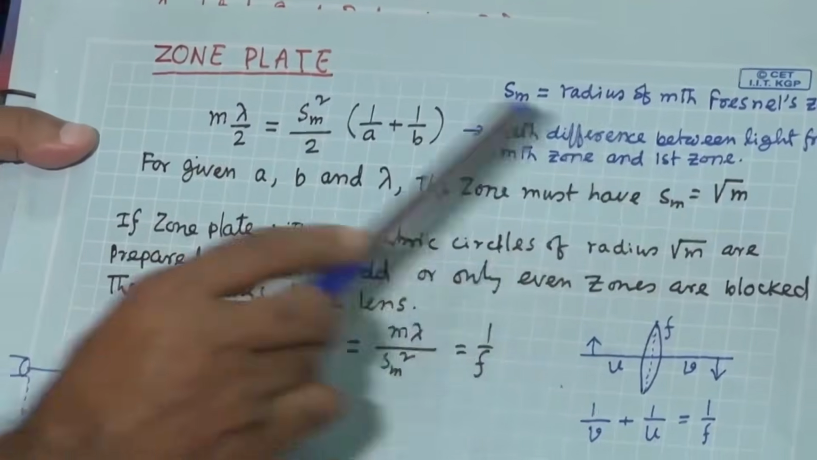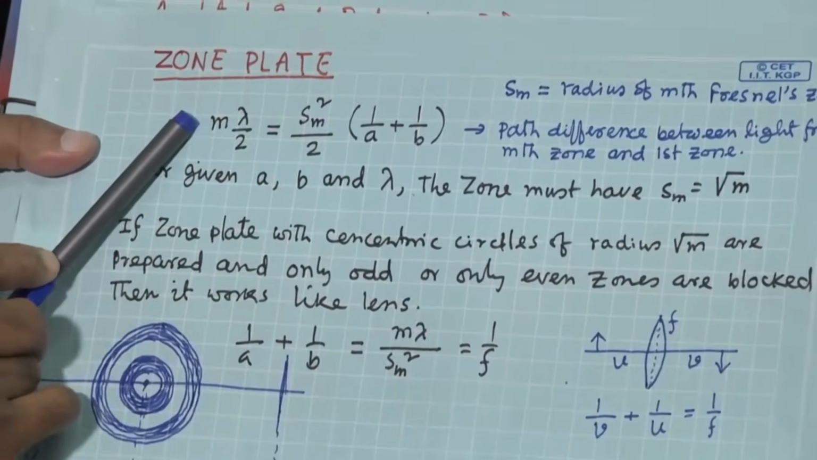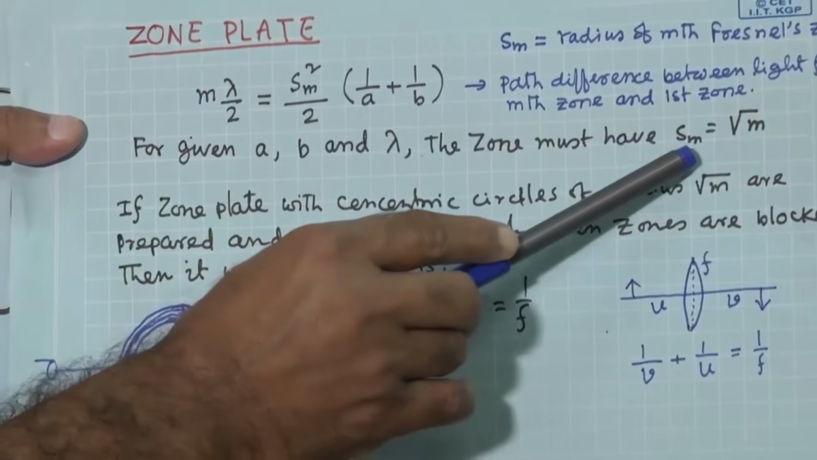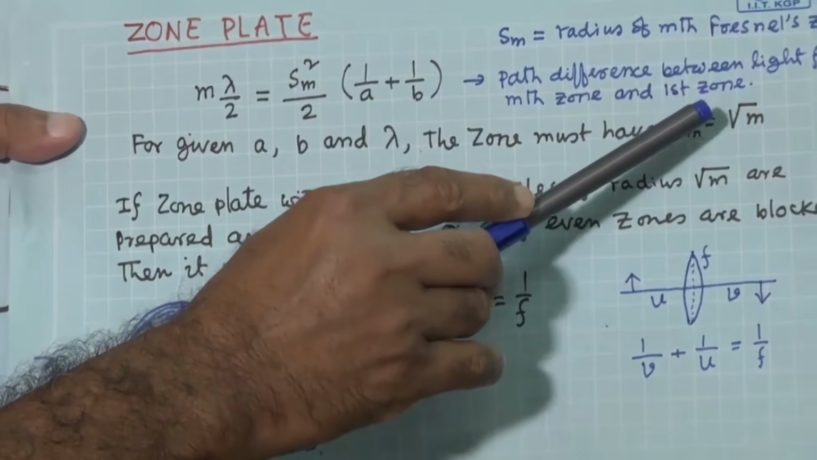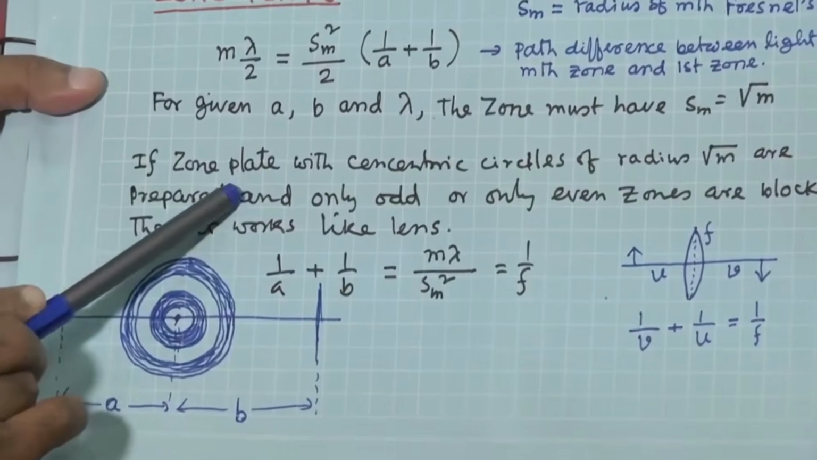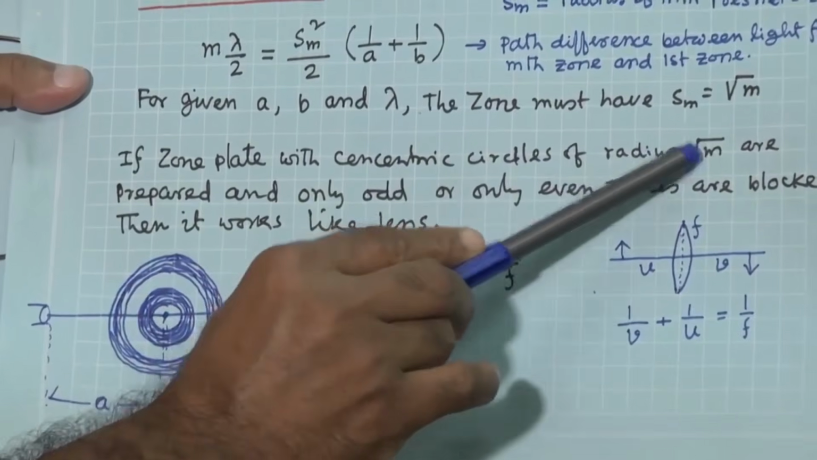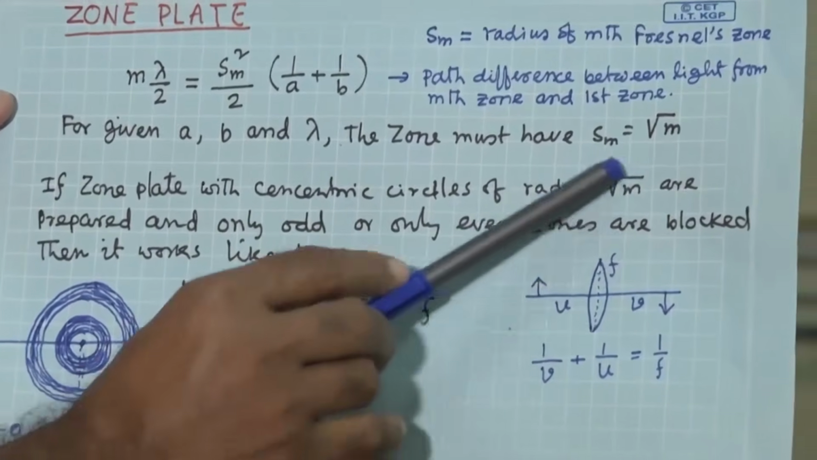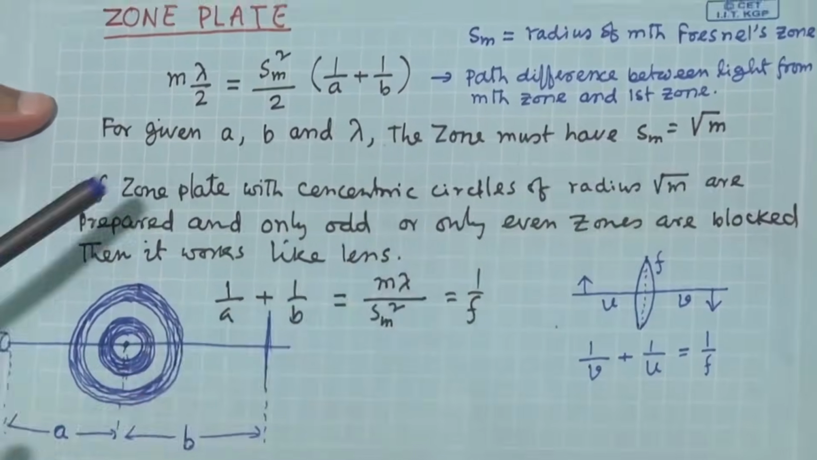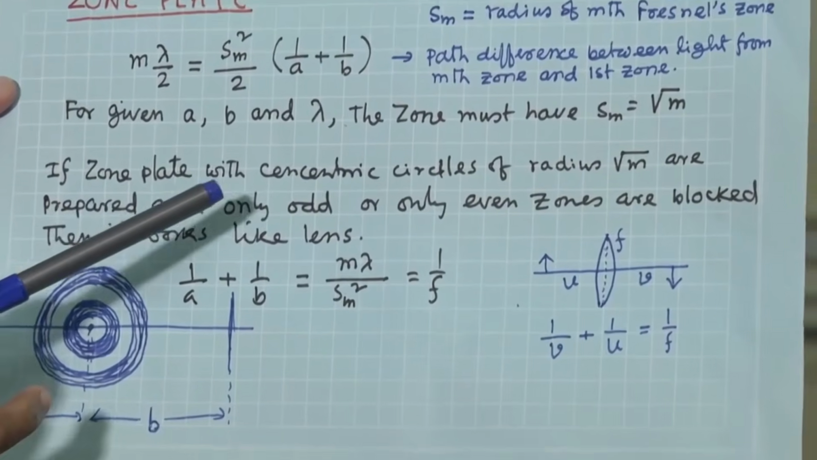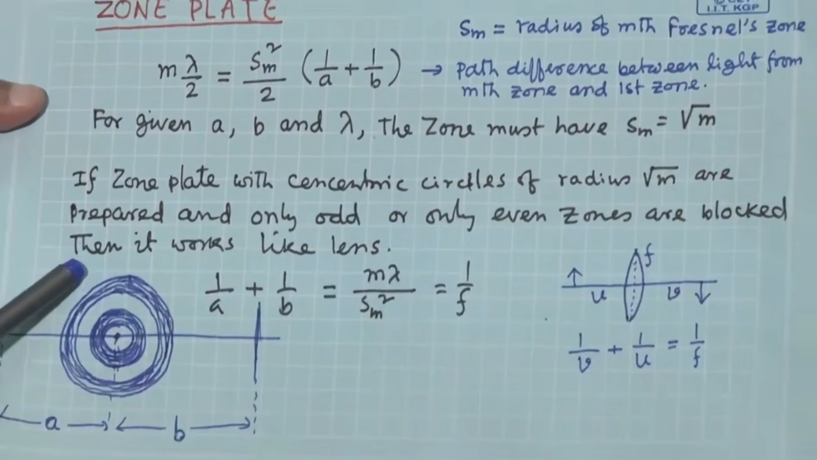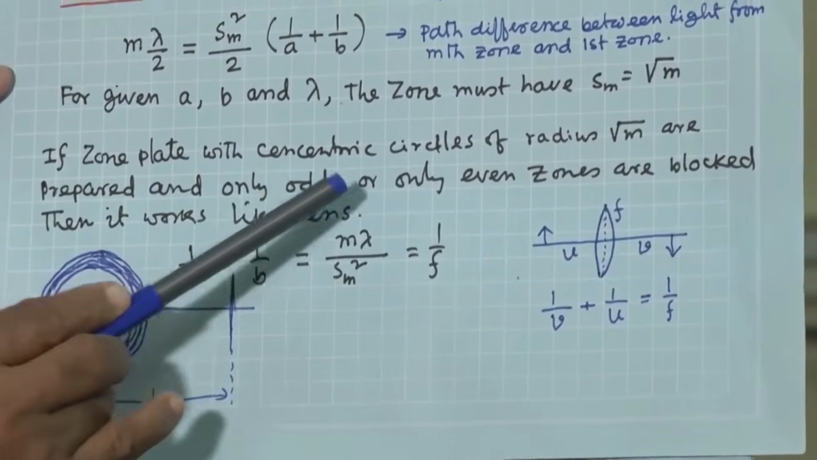From here you can easily see S_m squared equals m, because lambda, a, b are constant. So from here you can tell that S_m, the radius of the zone, must be square root of m. If a zone plate has concentric circles of radius square root of m, now it is in your hand how to construct it, which I also showed you, and only odd or only even zones are blocked, then it works like a lens.